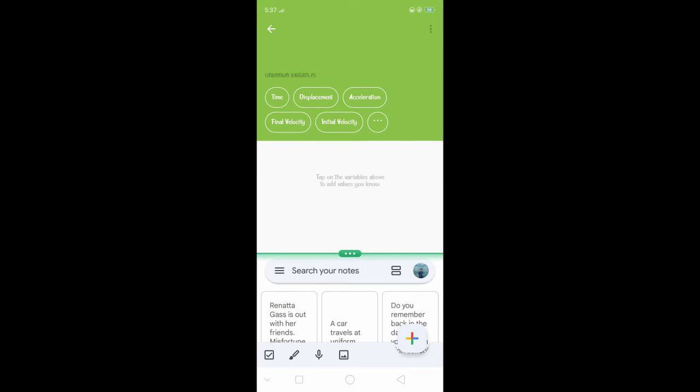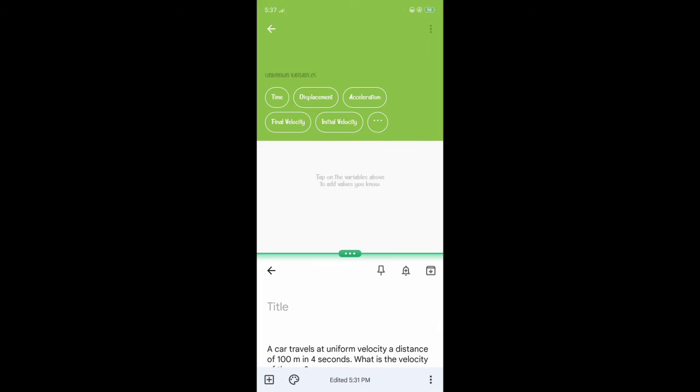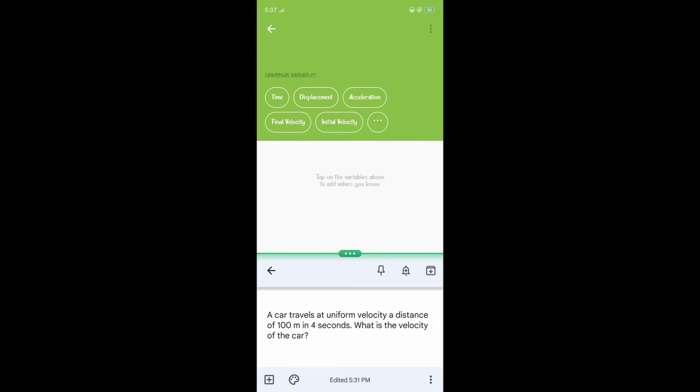And our problem is, a car travels at uniform velocity a distance of 100 meters in 4 seconds. So what is the velocity of the car? So we only have two values here, which are the displacement and the time. So our missing value is the velocity of the car.